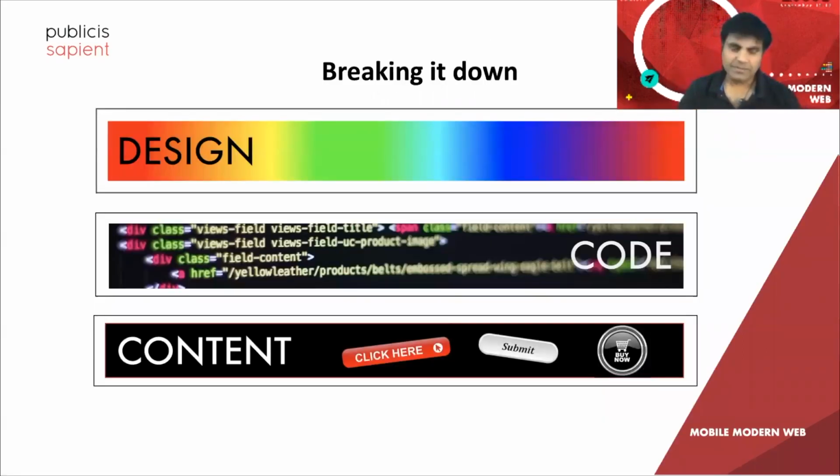Now, if you look at accessibility for the web, it is broadly broken down into three primary segments. One is design, one is code, the third is content. Now, what does each of these really mean? Let's do a deep dive into each one of them.